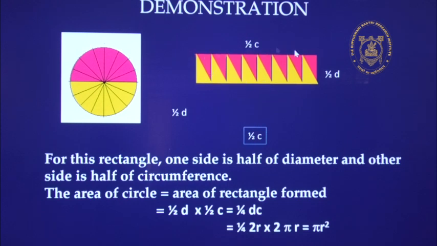Now, the area of the rectangle is the same as the area of the circle. For the rectangle, you know that length into breadth, that is half the circumference into half the diameter, is also the area of the circle.